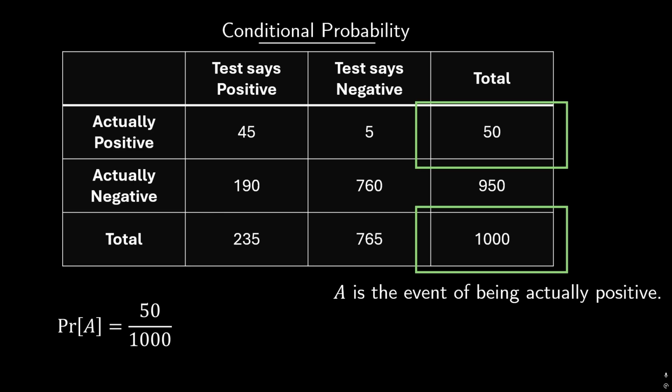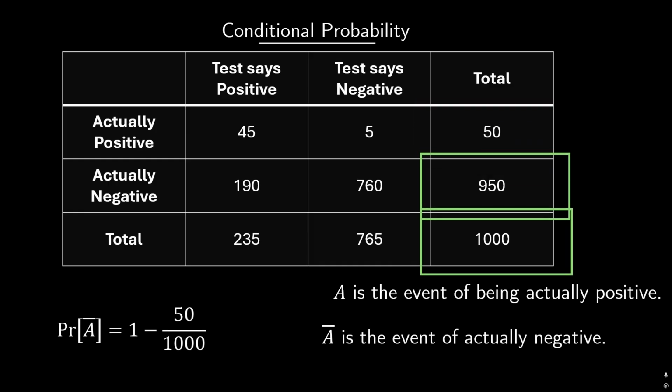Okay, then the probability of A, again, is just the number of people who are actually positive. Here, that's the total value, divided by the total number of people that we have, which is 1,000. So that's 50 over 1,000. Again, as a reminder, A complement is the event of being actually negative, right? So if you want to work out the probability of A complement, that's just 1 minus the probability of A itself, which happens to be, if you work it out, the same thing. It's 950 divided by 1,000.